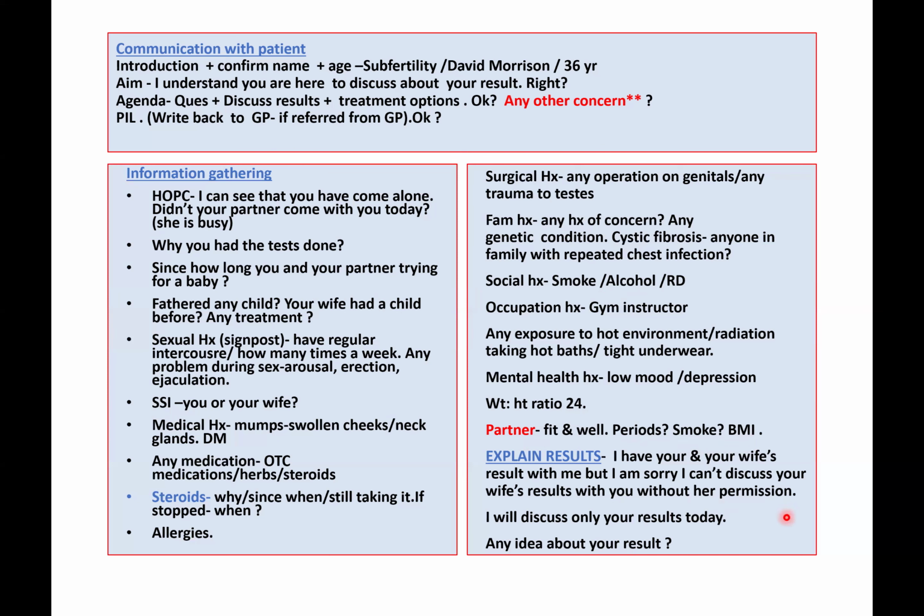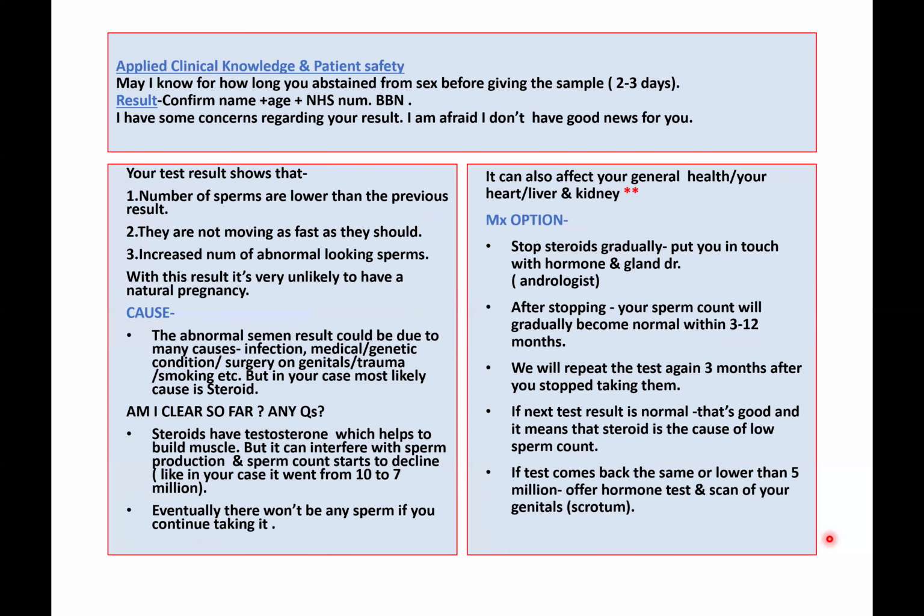All right, so results you have already explained. Fine. Now, what could be the cause of the abnormal sperm count? It can happen because of many causes, like infection, some medical or genetic conditions, surgery on genitals or trauma or smoking. But in your case, most likely cause is steroid. Am I clear so far?